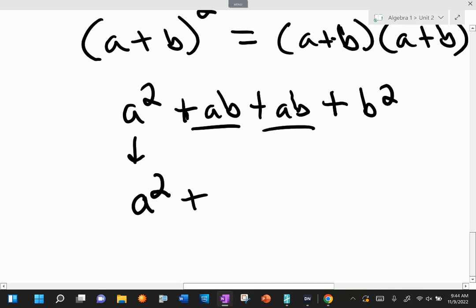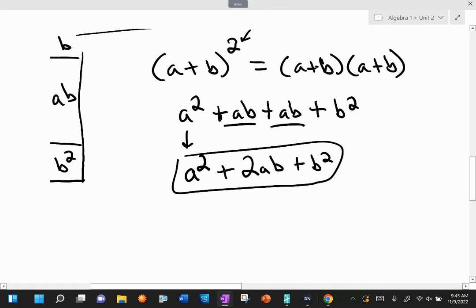When we're adding 1AB to 1AB, now we have 2AB. Okay? You can't change exponent numbers when you're adding, only when you're multiplying. When you're multiplying, exponent numbers add together. But when you are adding terms together, the term has to stay the same. The only thing that changes is the coefficient. Plus b squared.